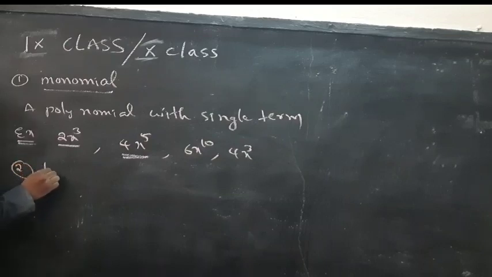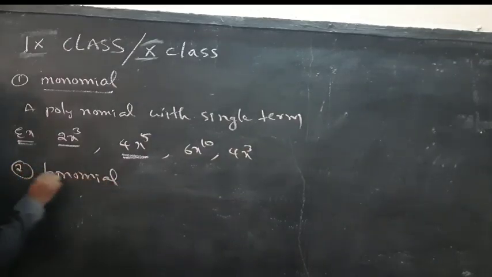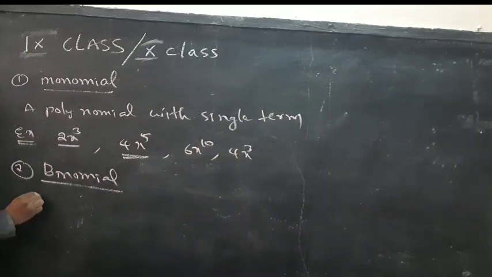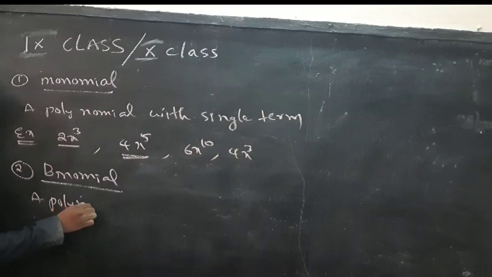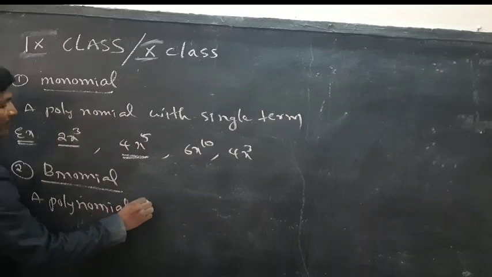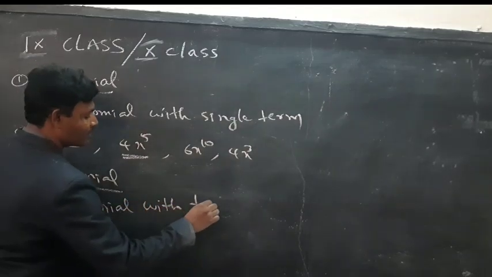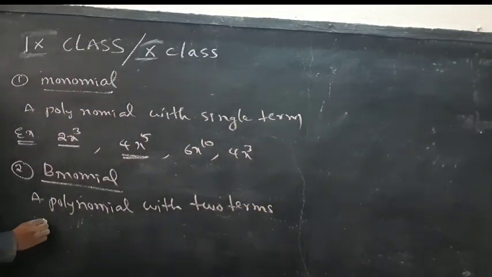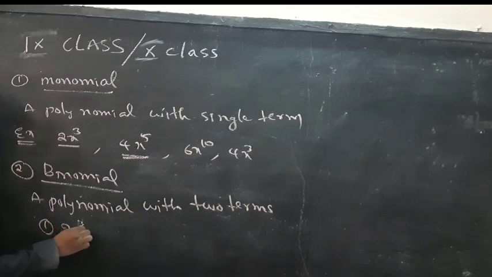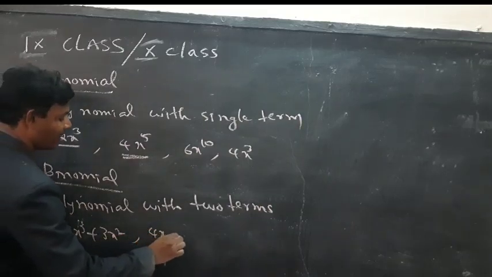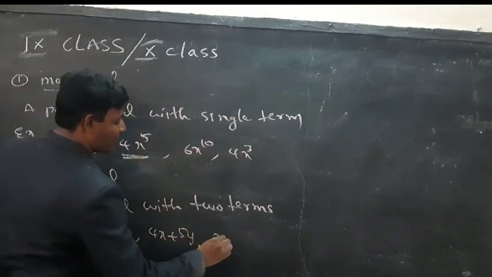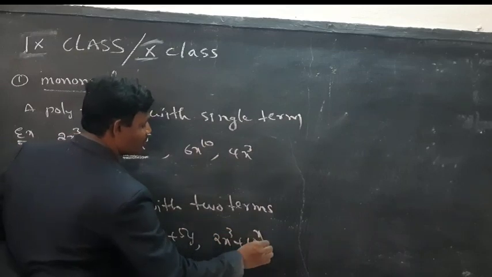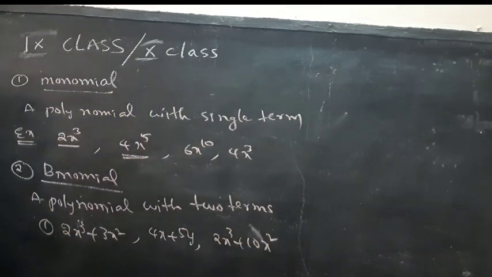Second one, binomial. What is a binomial? A polynomial with two terms is called a binomial. For example, 2x cubed plus 3x squared. It is a combination of two terms. Also 4x plus 5y, and 2x cubed plus 10x power 2. These are examples of binomials.